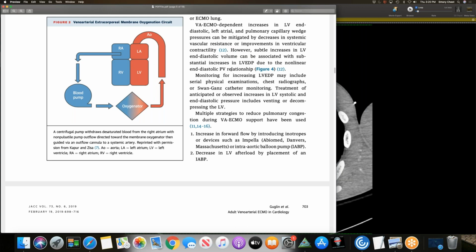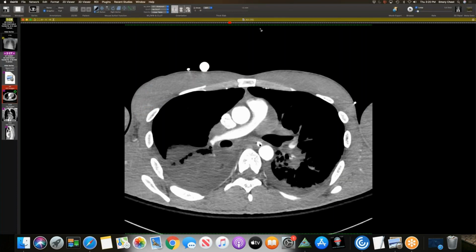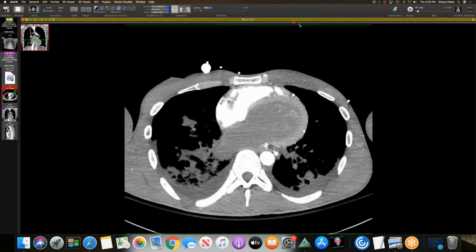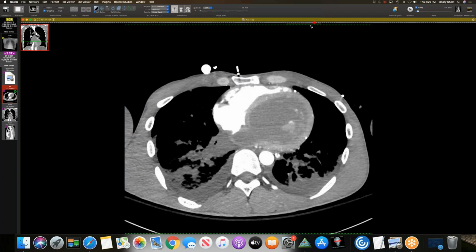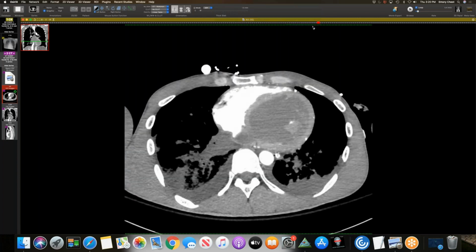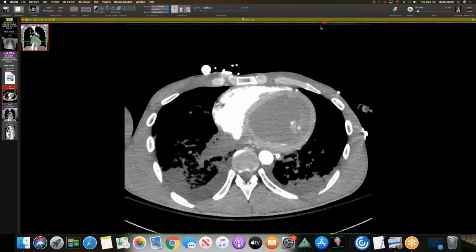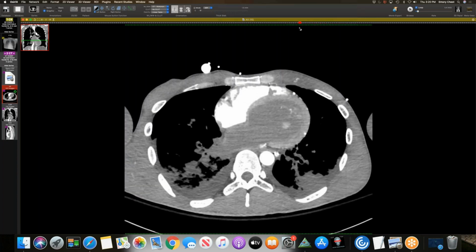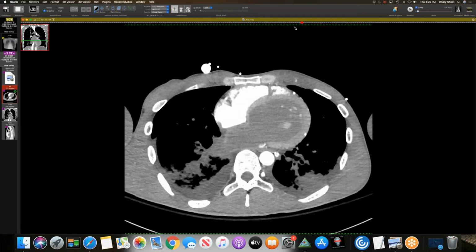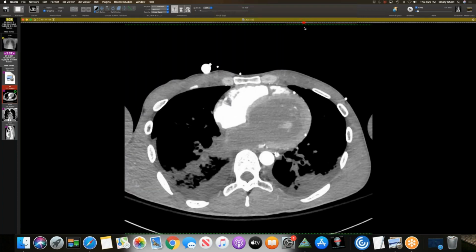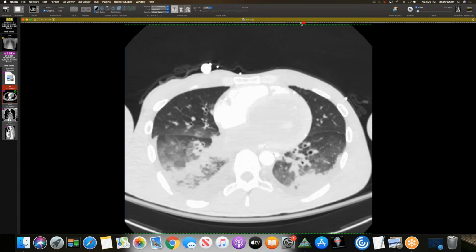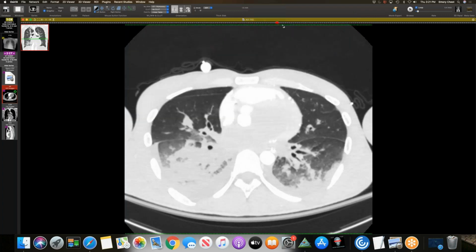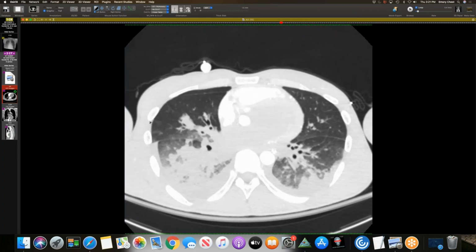Now, the main complication of these is that there's very high afterload placed on the LV and really high LV strain. You could kind of see this here. You see how dilated the LV is. This is a young patient. He didn't come in with any heart disease. So this is basically LV strain that's iatrogenic from the ECMO. And secondarily, you get all the pulmonary congestion with this dependent edema that's below the level of the ventricle, essentially layering down.